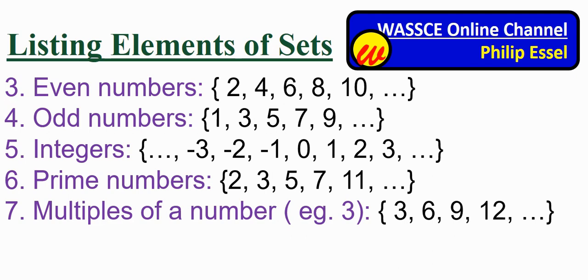So what we simply did was to do 3 times, as simple as that. So multiples of 4 would mean 4 times. Multiples of 5 would mean 5 times to infinity. So that's how simple this is.